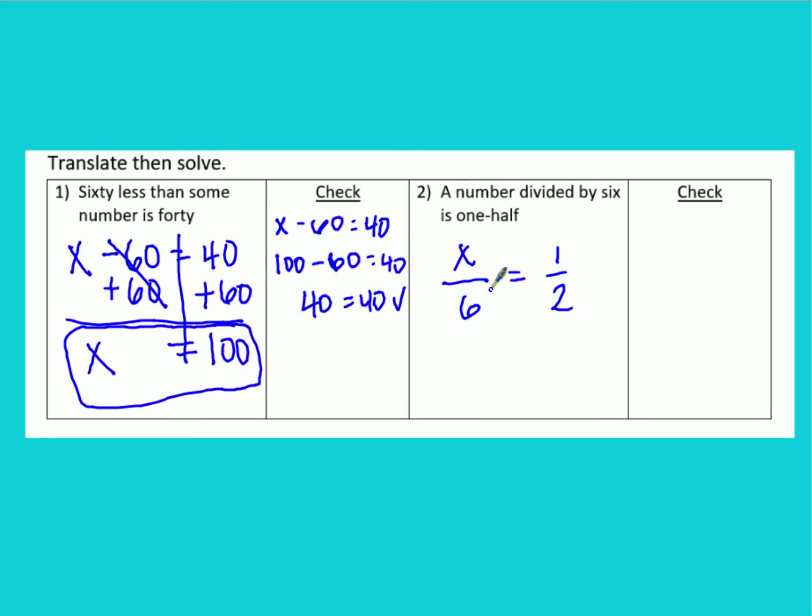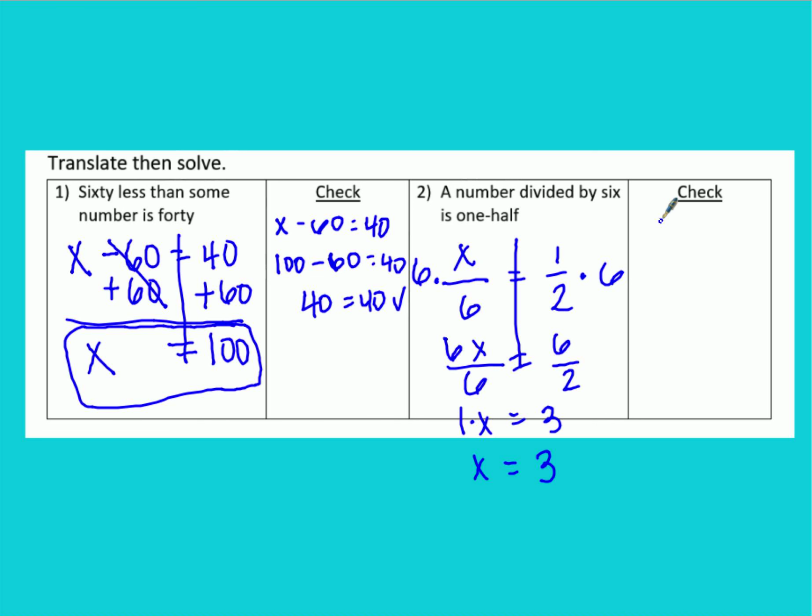So what is happening to x right now? It's being divided by 6. So we need to do the opposite of that, which would be multiplying by 6. And when I do that, 6x over 6 equals 6 over 2. Remember, when you take 6 divided by 6, that's just 1 times x. 6 divided by 2 is 3. 1 times x is x, so x should equal 3.